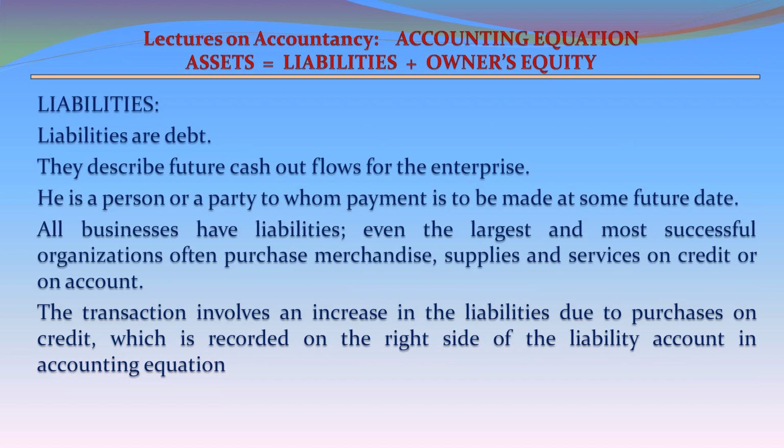Liabilities. Liabilities are debts. They describe future cash outflows for the enterprise. A creditor is a person or party to whom payment is to be made at some future date. All businesses have liabilities. Even the largest and most successful organizations often purchase merchandise, supplies, and services on credit or on account. The transaction involves an increase in liabilities due to purchase on credit, which is recorded on the right side of the liability account in the accounting equation.